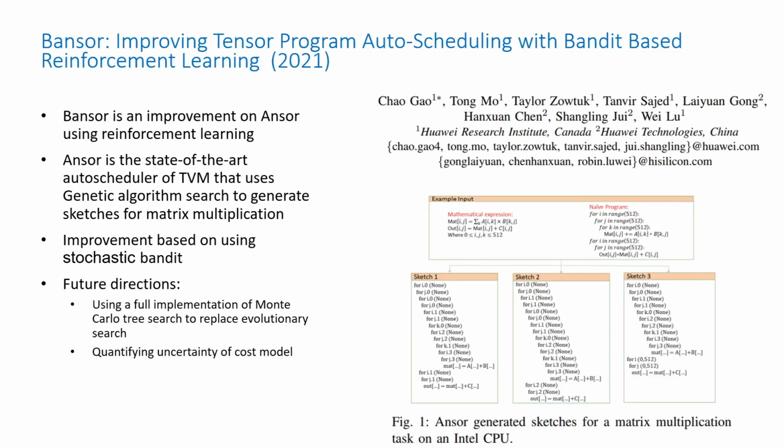This paper from Huawei presents Bansor, which is an improvement over the Ansor autoscaler of TVM. TVM is a domain-specific language targeted for deep learning. The Ansor autoscaler uses a genetic algorithm for the search, and in this paper they don't replace it but slightly improve it by using Stochastic Bandit reinforcement learning on it. As a future direction, they mentioned that they plan to use Monte Carlo tree search to fully replace the evolutionary search algorithm.